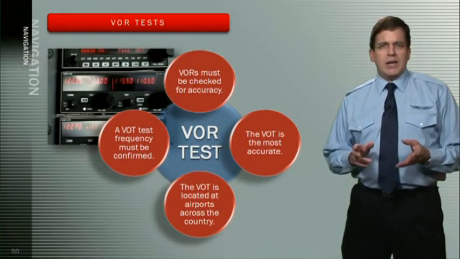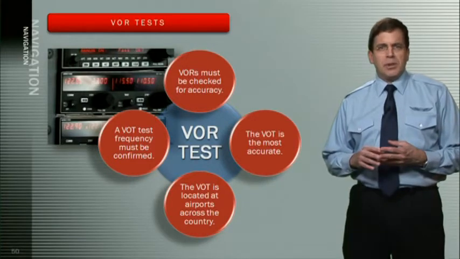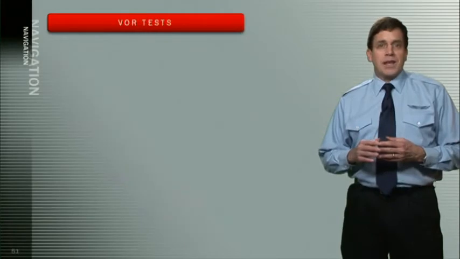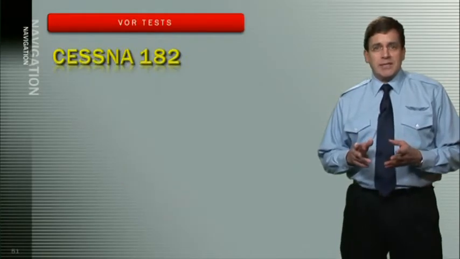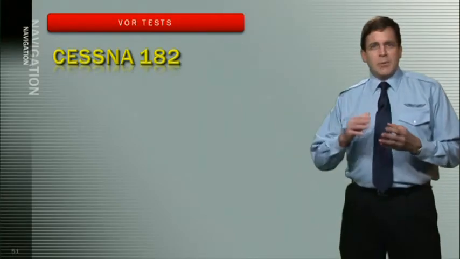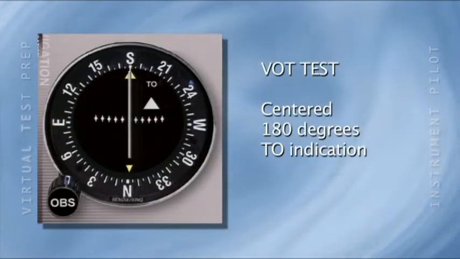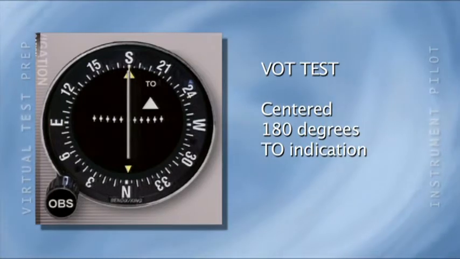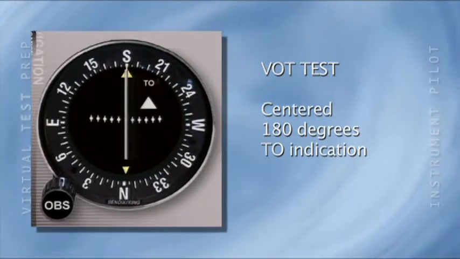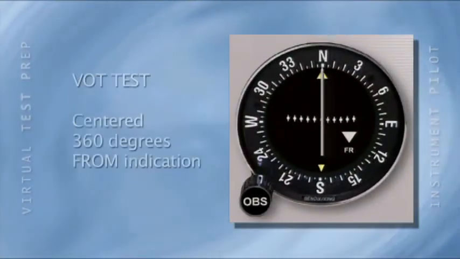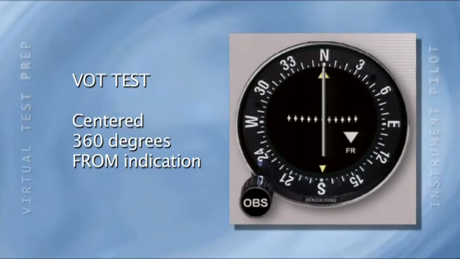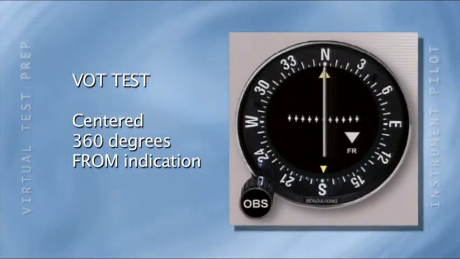The VOR indicator must show a TO indication, plus or minus 4 degrees centered of the needle. Now, an easy way to remember this is the acronym C182. C182 stands for centered, 180 degrees, with a TO indication. If you remember this acronym, the reciprocal test becomes obvious. Centered, 360 degrees, with a FROM indication.